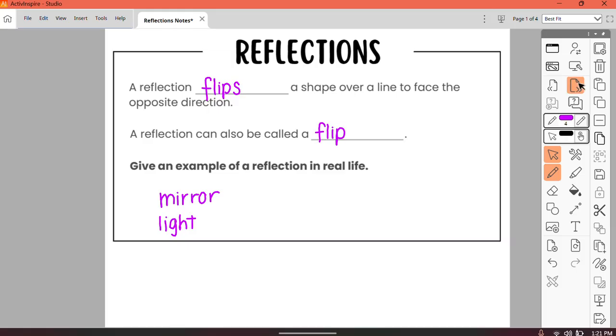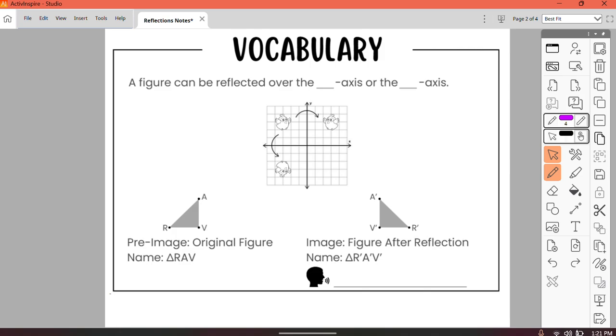So let's look at what happens when we do a really exact reflection in math. So in math, in this level of math, we really only reflect two different ways. We can reflect over the x-axis or we can reflect over the y-axis. When you get to high school geometry, there will be other kinds of reflections, but this is all that we're going to do for now.